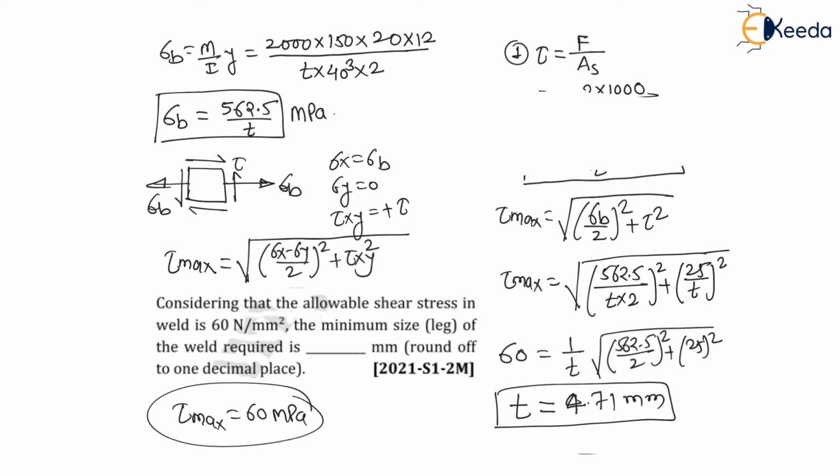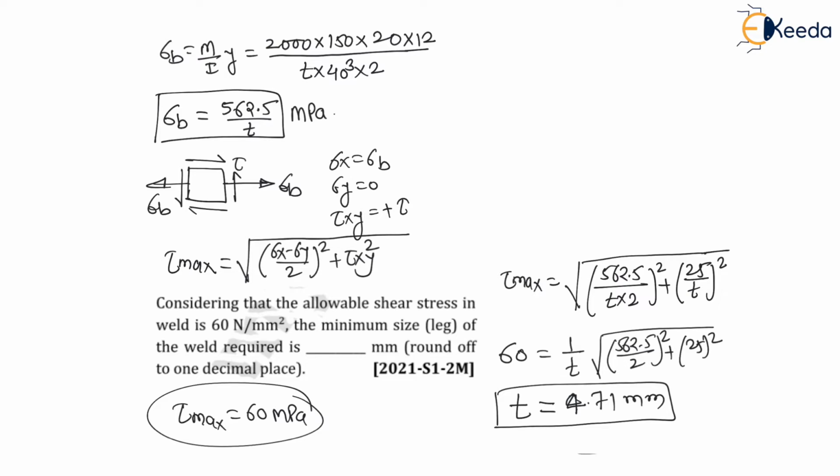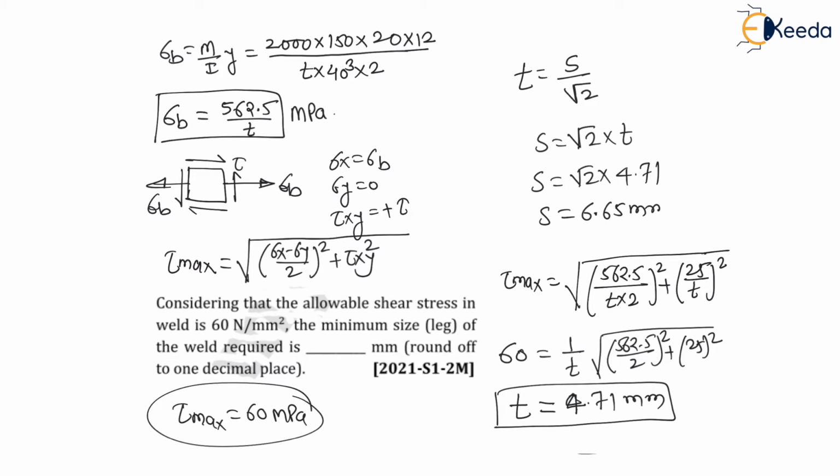My dear students, the question is not to find thickness, here the question is to find leg size, and leg size is represented by s, right? And my dear students, this thickness is nothing but leg size divided by under root 2. Therefore this leg size will be equal to under root 2 into thickness, which is 4.71. So let us simplify this. If you solve this, you will find it is equal to 6.65 mm.